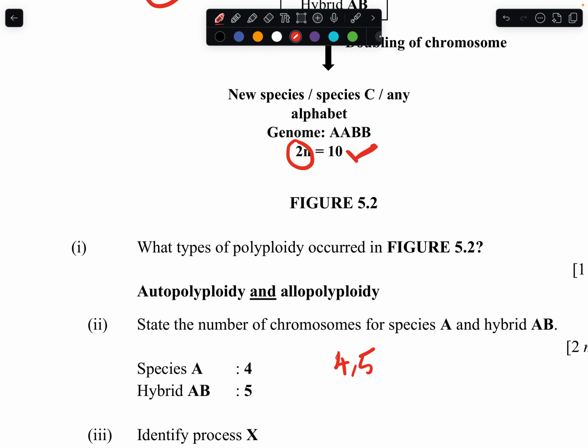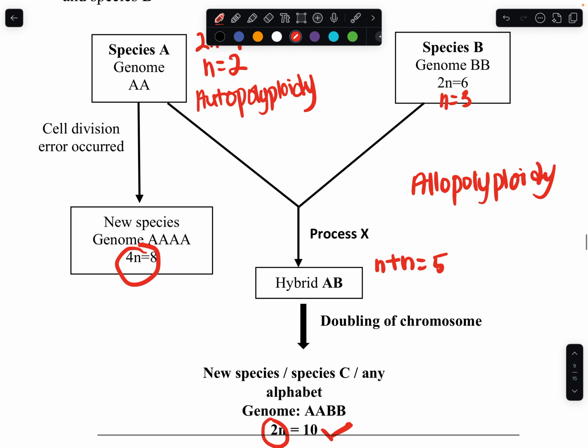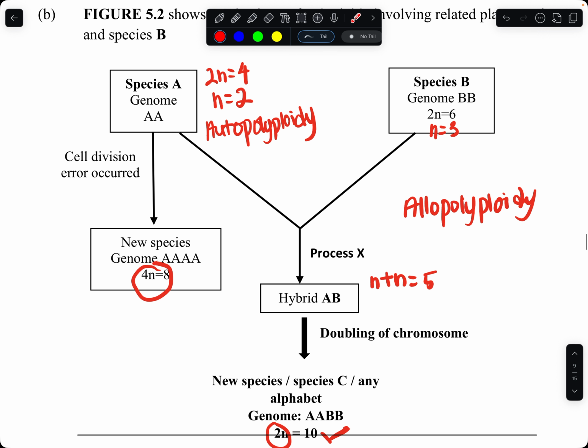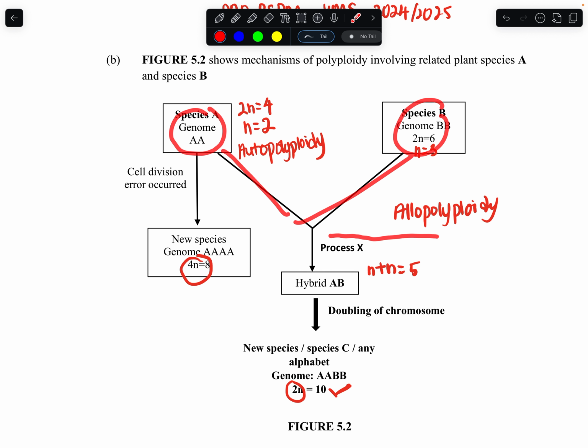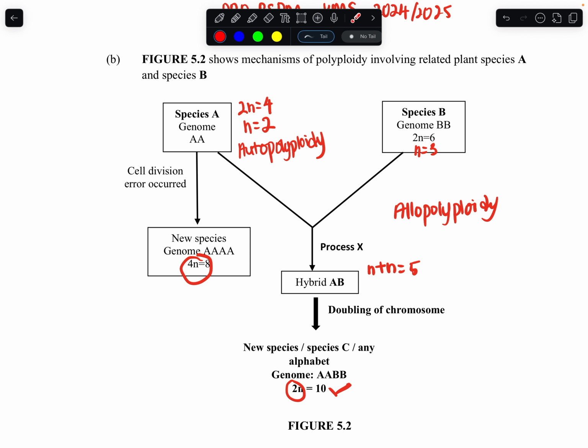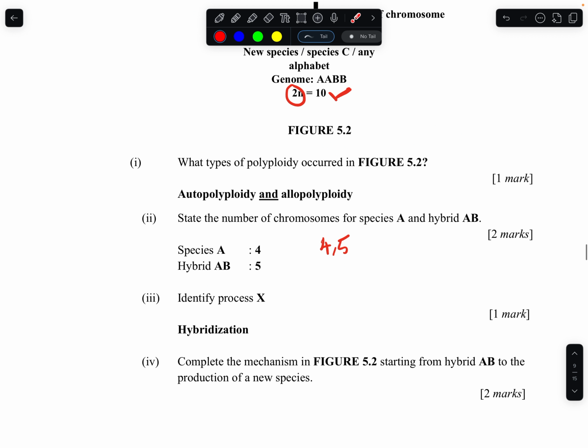Okay, so the next one, identify process X. What is process X? Kita fusekan species A dan B bersama. Kita panggilnya sebagai hybridization. Ya kah? Betul, hybridization.